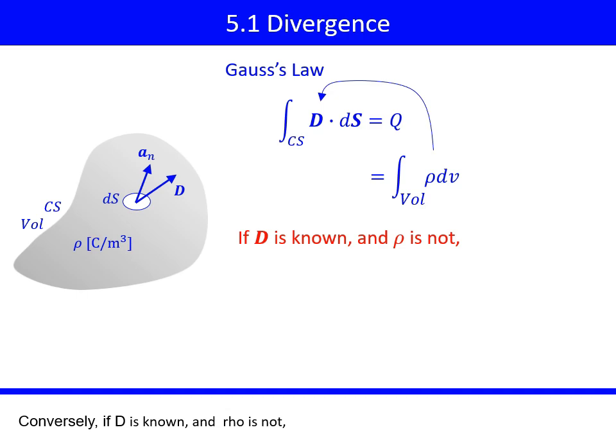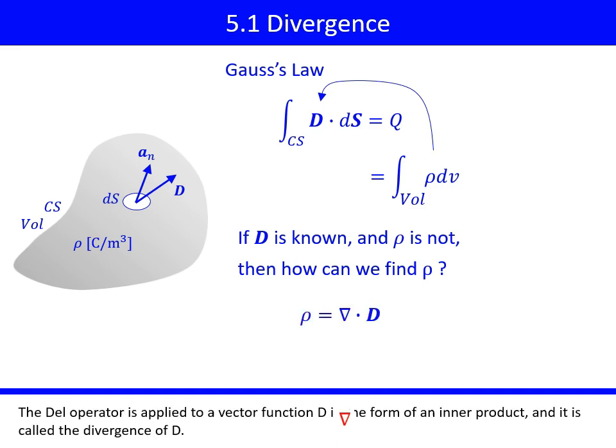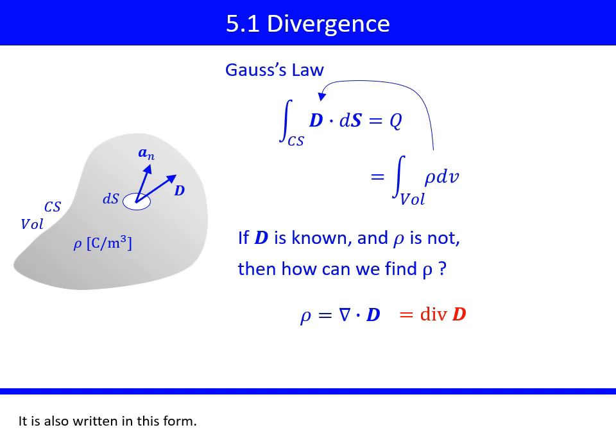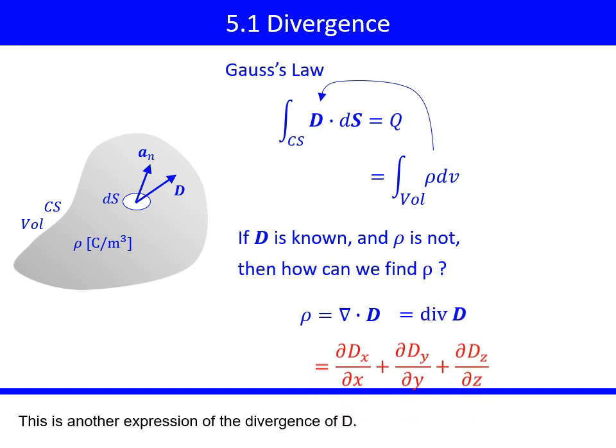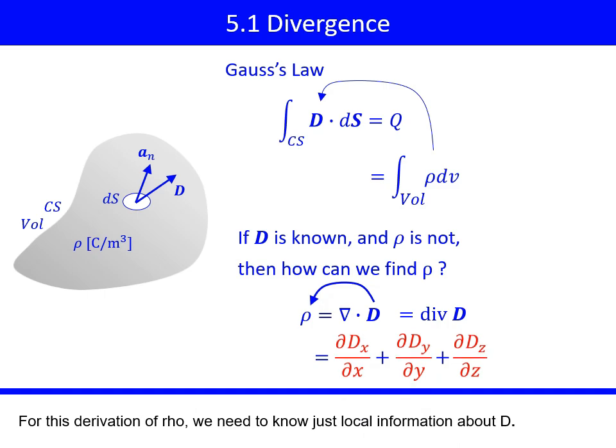Conversely, if D is known, and ρ is not, then how can we find ρ? This is the answer to this question. The del operator is applied to a vector function D in the form of an inner product, and it is called the divergence of D. It is also written in this form. This is another expression of the divergence of D. This is used to obtain ρ from D. For this derivation of ρ, we need to know just local information about D.